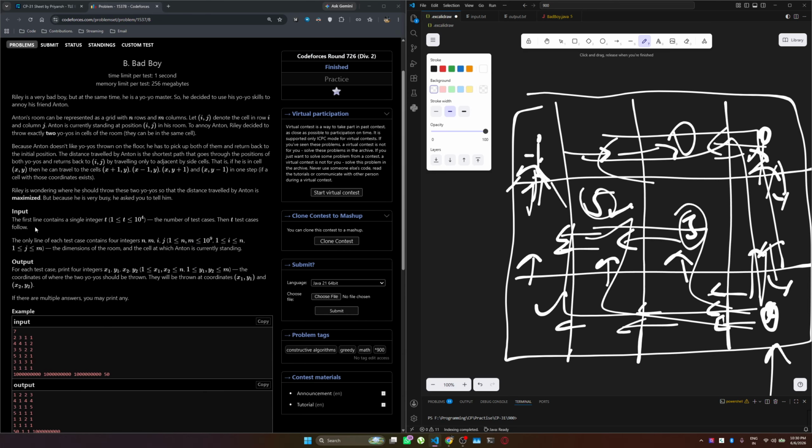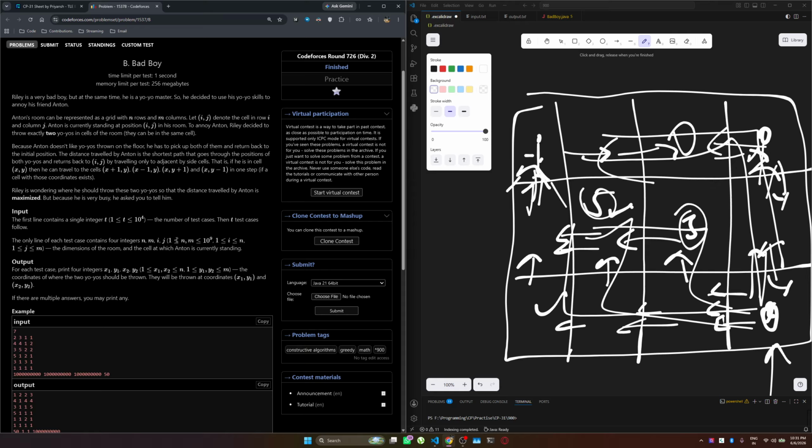So what do we have to output? So the input is like, okay, we have this. The only line of each test case contains 4 integers, n, m, i, and j. Okay.